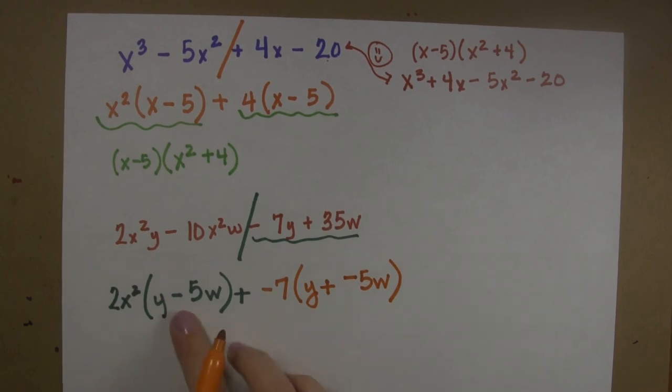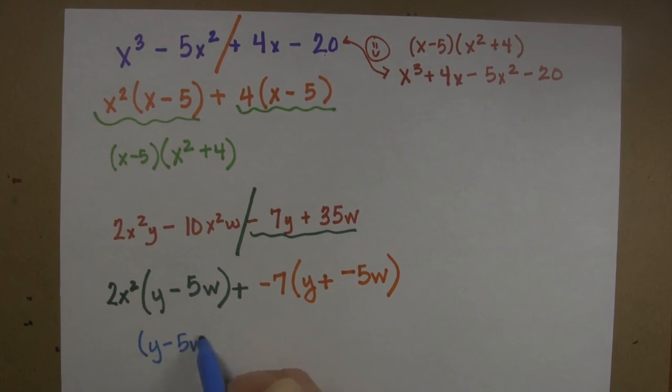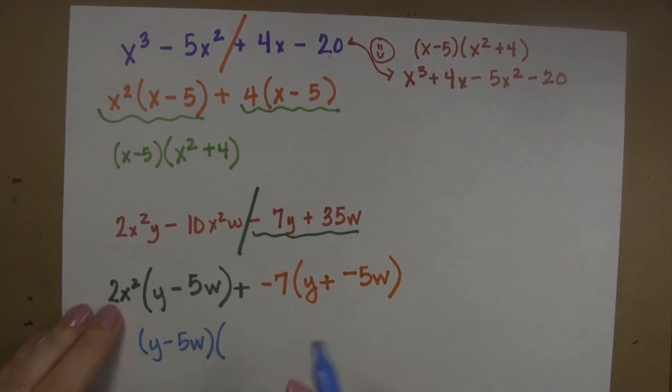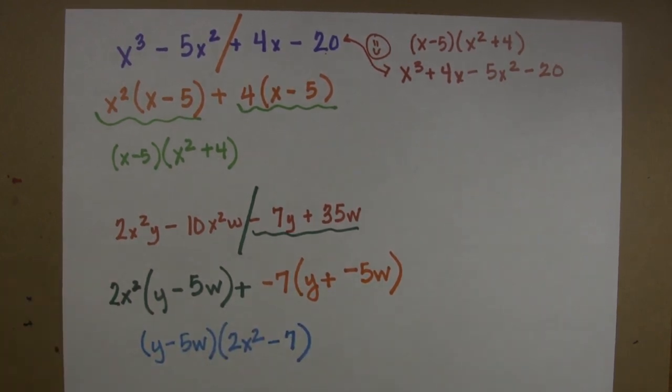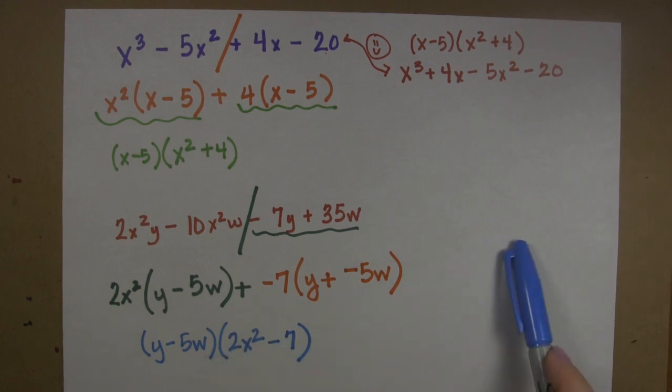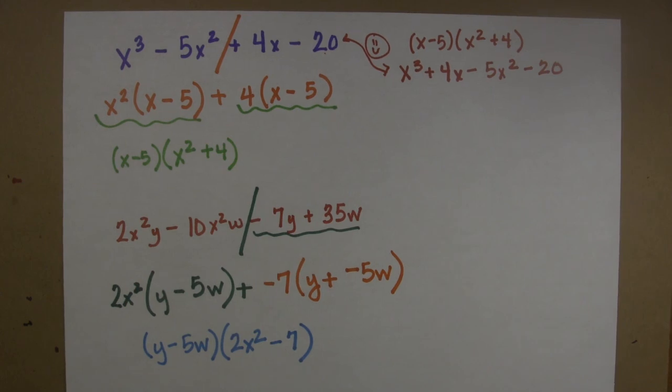Okay, so now I look at my parentheses and they're the same. I know I wrote this with a plus minus and this one with just a minus, but mathematically they are the same. So I will now suck out the parentheses here. So I get y minus 5w, and then in the second parentheses I put the 2x squared minus 7. And now I'm done. Now if you wanted to prove it to yourself, you could come over here and multiply it all out just like we did before, but it works. I promise it does.